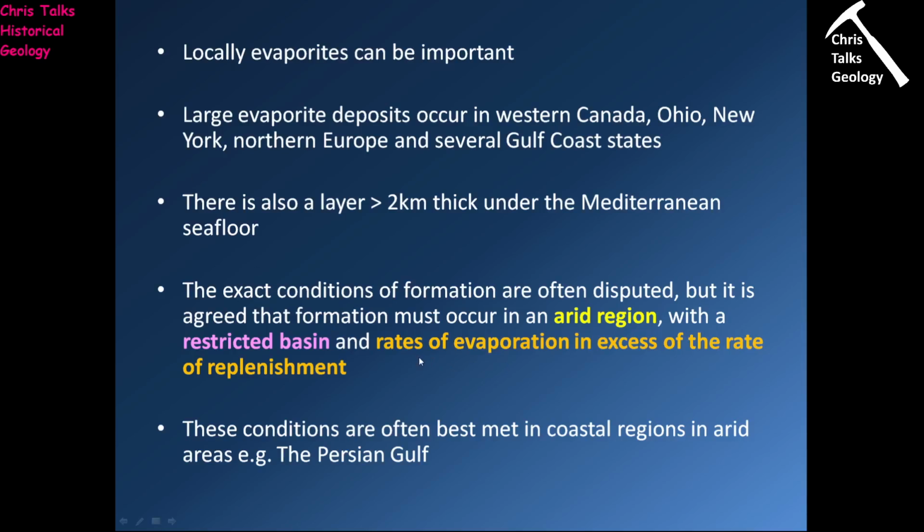And finally, you want rates of evaporation in excess of the rate of replenishment. So you want to be losing more water to evaporation than you're having put back in. So as long as you can meet these 3 criteria, you've set yourself up to be able to produce evaporites. So the conditions for forming large quantities of marine evaporites are often best achieved in coastal regions, and obviously in arid areas. So somewhere like the Persian Gulf is a prime example of the type of environment in which you could in theory form very, very large quantities of evaporite minerals given the correct setup.